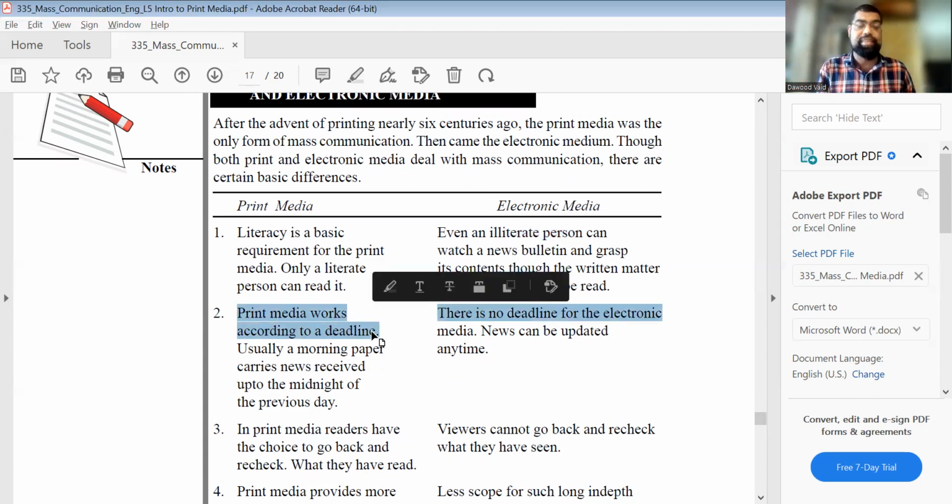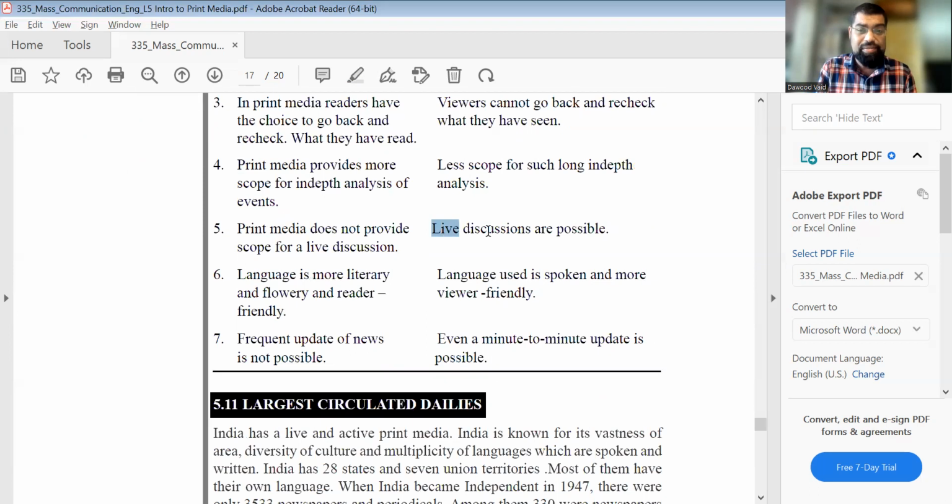Print media works on a deadline. Newspapers cannot be printed late. There is printing, and there is delivery. There is no such deadline in electronic media. You can go remote, and even minute-to-minute updates are possible. Immediate update is not possible in print. The same way, you can write it down.